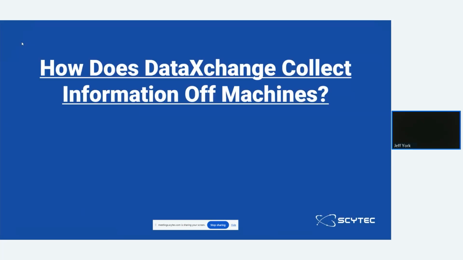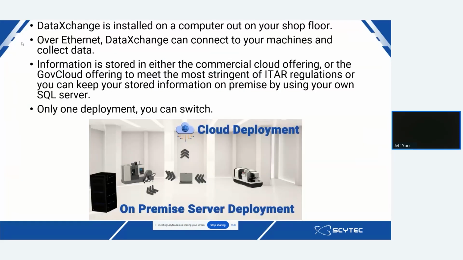So, how does DataXchange collect information off your machines? Now, DataXchange is installed on a central computer out on your shop floor, and then over Ethernet, DataXchange can connect to your machines and collect data. This information is stored in one of our 3 different deployment types, including the commercial cloud offering, which is the most common, followed by our GovCloud offering, which is very similar to the commercial cloud, but it abides by some of the more stringent regulations from ITAR, FedRAMP, CMMC 2.0, things of that nature.